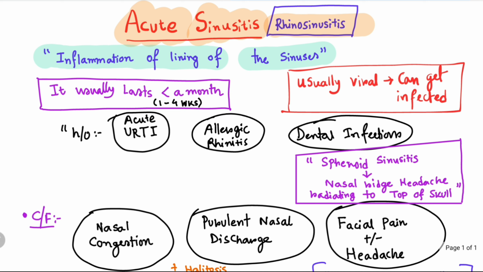Basically, this acute sinusitis, we call it acute because it lasts usually less than a month. Then we can call it acute sinusitis, usually from 1 to 4 weeks of time. It is usually viral in etiology most of the times. The patient will present to you with history of some acute upper respiratory tract infection or history of allergic rhinitis, which can be chronic also, and there may be some history of dental infections.